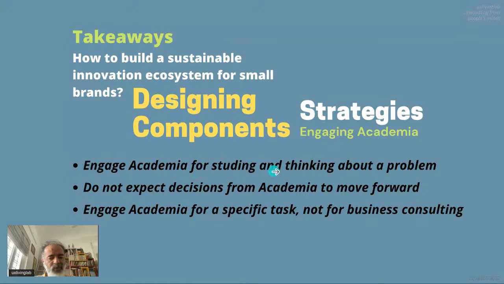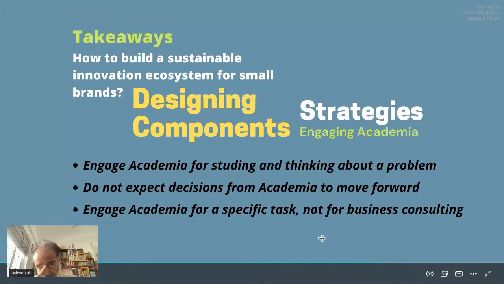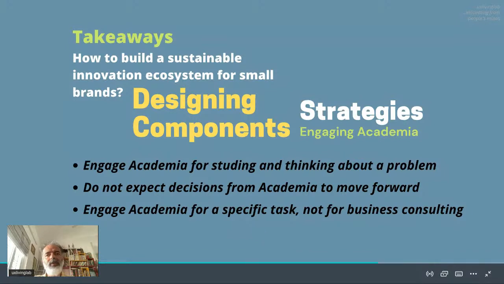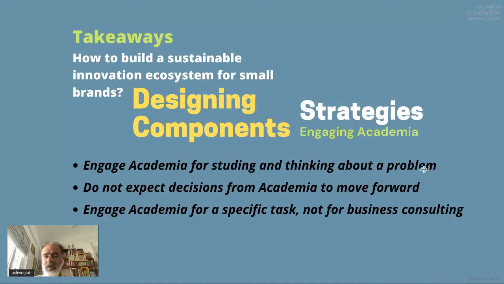So engage academia for studying and thinking about a problem. That's very important. Then do not expect decisions from academia to move forward. I already explained, decisions from academia are always substandard, not a business decision. So you have to take decisions. You have to engage a person to learn a topic, then you have to take the decision. Engage academia for specific tasks, not a business consult. That's also important. Don't engage them for a general consultation.